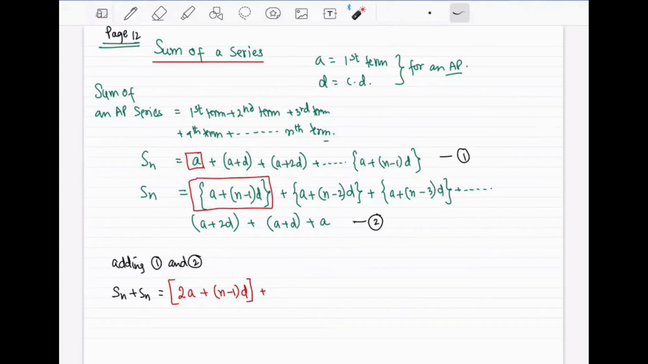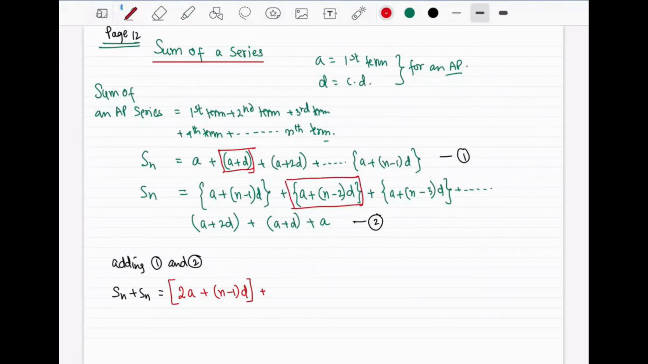Now let's add the second term here and the second last term. So I'm rubbing this off here. What are we adding now? We are adding the second term and the second last term. Okay, now look, if you add these two, what do we get? Okay, let's check. We get something like this: a plus d plus a plus n minus 2 d. Since there is a plus sign in front of the second bracket, no need to put the bracket in there. So I'm just opening this like this.